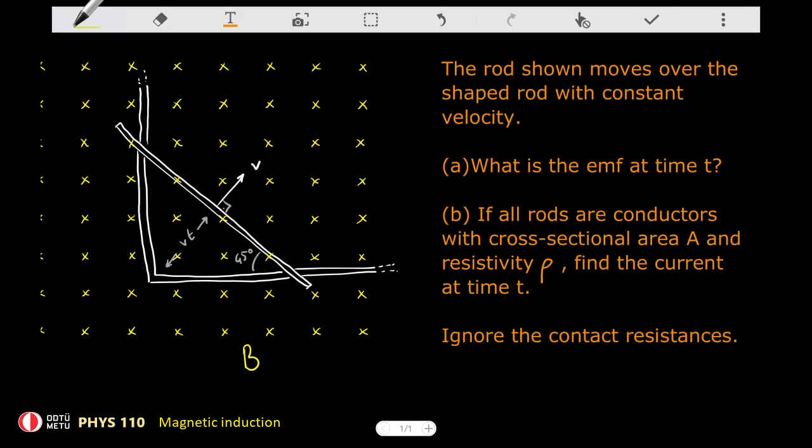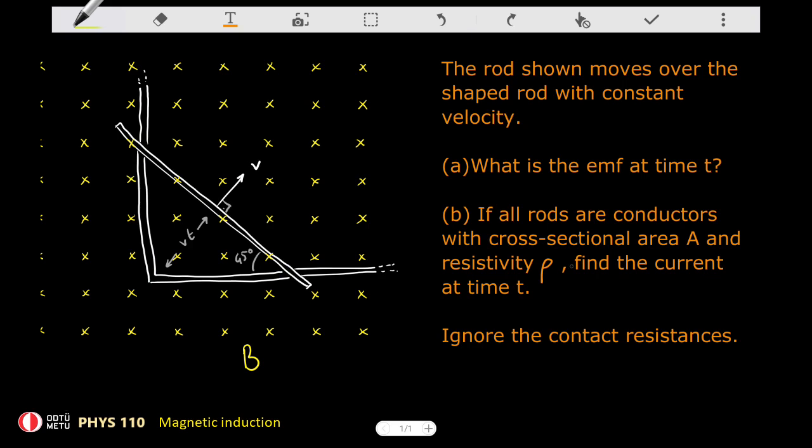This is another induction problem. There's a uniform magnetic field into the screen, and there's a rod which is sliding over an L-shaped rod in here, and the direction of velocity is basically 45 degrees with the side lengths of the other rod in here. So we would like to find the EMF in that loop at time t, and then we would like to compute the current at time t.